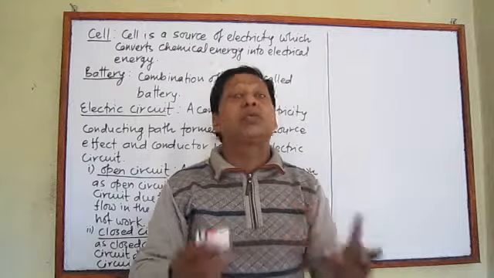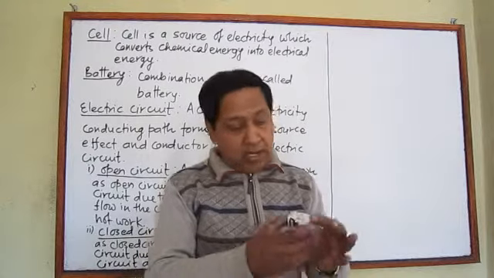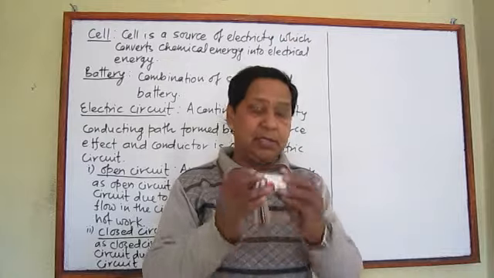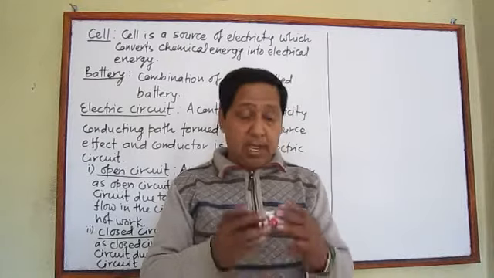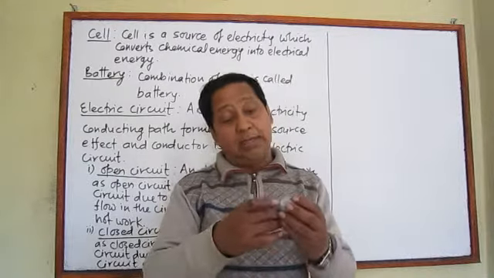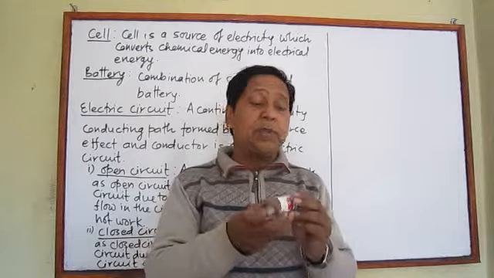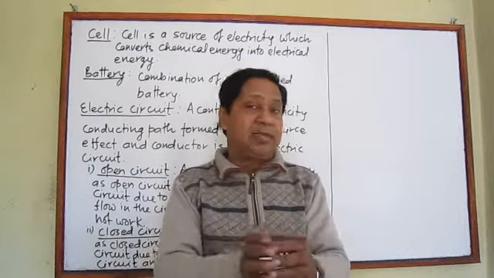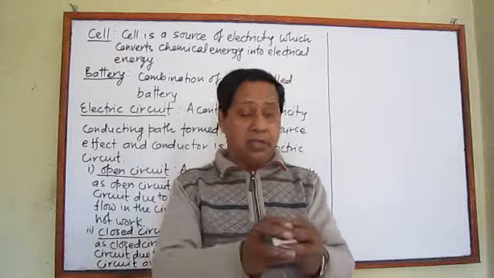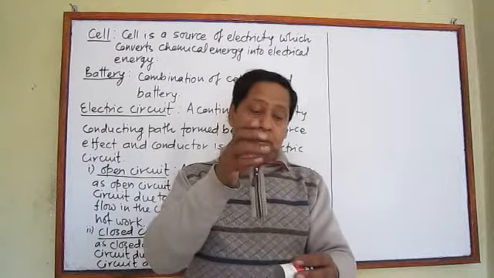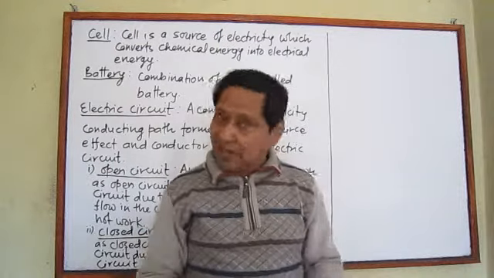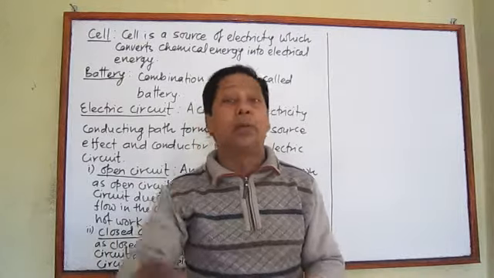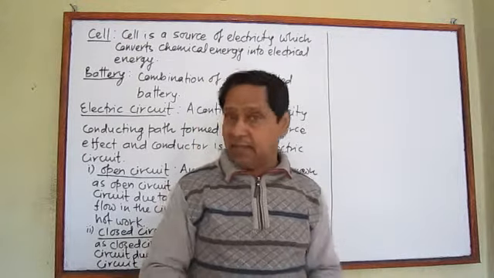And actually, a cell is the source of electricity. When it is joined with a bulb, then the bulb can be lighted. It means it is a source of electricity. And what happens when it is connected to a bulb? A certain chemical reaction takes place inside it because there are certain chemicals kept inside it. And because of that chemical reaction, chemical energy converts to electrical energy that comes through the wire and reaches the bulb, and that's why the bulb is lighted.